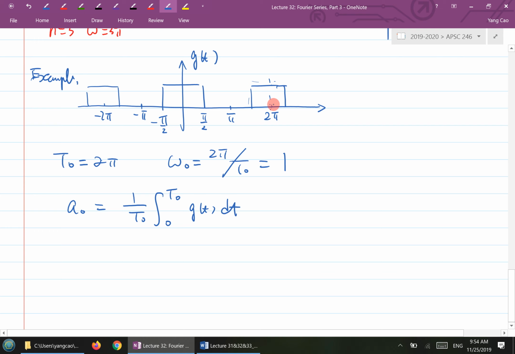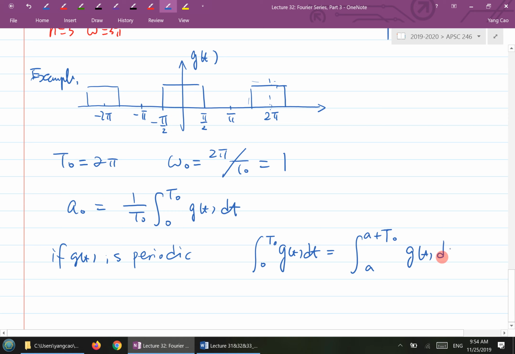If you recall, there's a property: if g of t is periodic, then we have the following property here. When you integrate g of t from 0 to t naught, it's equivalent to integrating this function by shifting the limit with a. So it's equivalent to that.